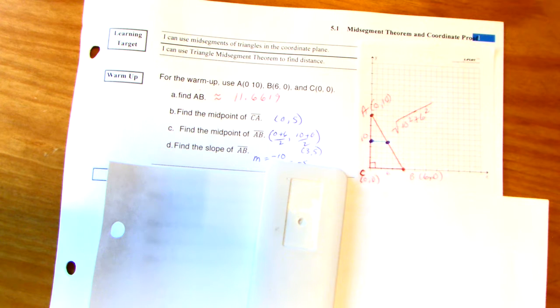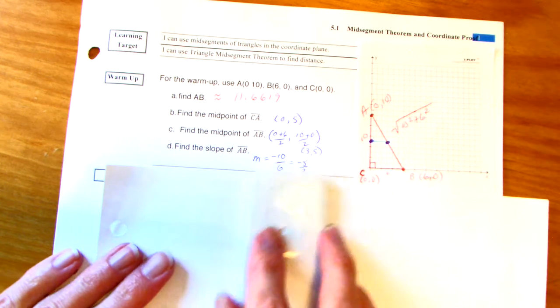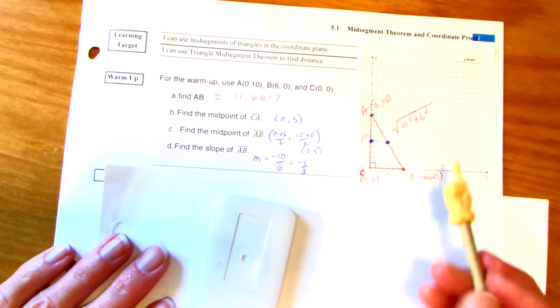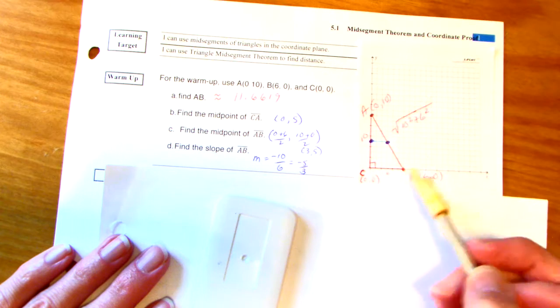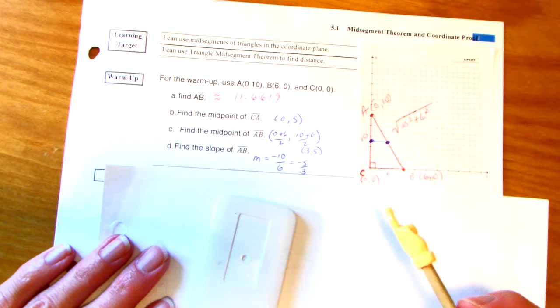This right here, this segment, is called a mid-segment. Okay, but we're not there yet. We're actually going to define it and find the theorem of it on page 2. So we're going to play around with it first. And then find the slope of AB. Okay, the slope of AB, to go from A to B, I had to go down 10 over 6. That reduces to negative 5/3.